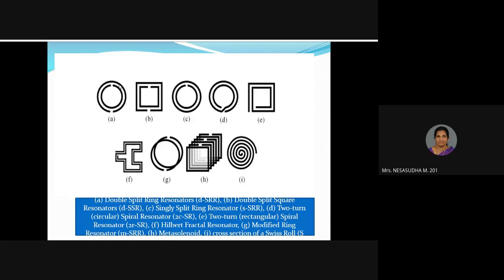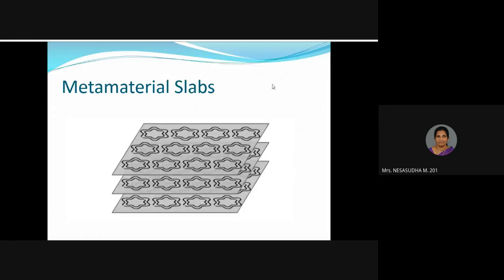Next is a square. There are two squares, called double split square resonators. Next is a single split. See here, though there are two rings, there is only one split. Here there are two splits, so it is a double split, but here it is a single split. When you take this one, it is a two-turn circular spiral resonator. Similarly, here it is a two-turn square resonator.